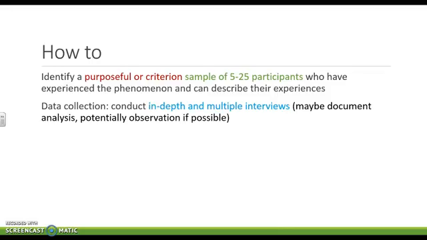To do this, you're going to identify 5 to 25, typically, participants, and this is very purposeful selection. There are criteria to be in this sample because you have to have experienced it. So this is not going to be any kind of a random sample. You're going to be doing in-depth interviews, and you're going to be doing multiple in-depth interviews with all of your participants, 2 to 3 typically. You might have document analysis as a secondary source, maybe observation, but if we can observe this phenomenon, then I'm not sure a phenomenology is the right method.